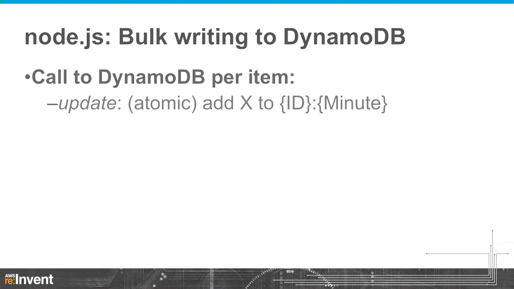So here's what our calls to DynamoDB look like. So it has an update function. And we're just saying add X to the minute ID combination. So if I'm one of the Node.js servers and I've just completed my minute for page 1234, I'm just going to write back to Dynamo and say, add 10 to that hit counter that you're running.